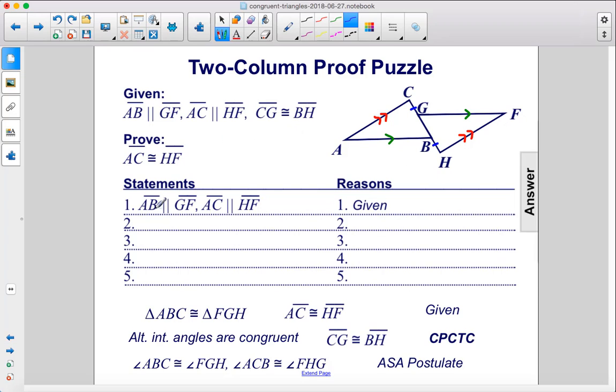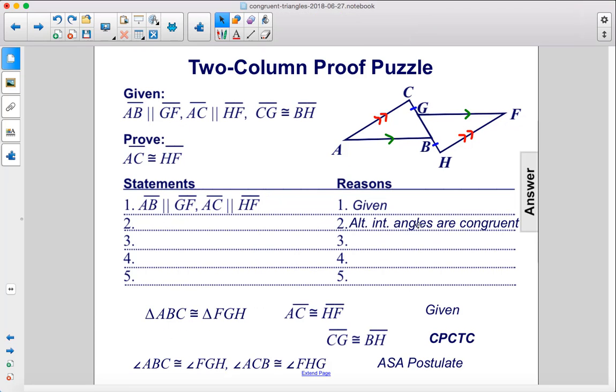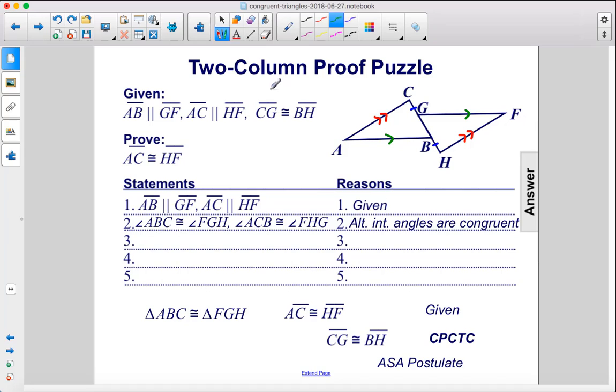Given the parallel lines, we can see that certain angles are going to be congruent because alternate interior angles are congruent. So which angles? These ones. Angle ABC is congruent to angle FGH, because here are some alternate interior angles. And we also see that angle ACB there is congruent to angle FHG here because those are also alternate interior angles. So then let's move on to our second piece of given information.